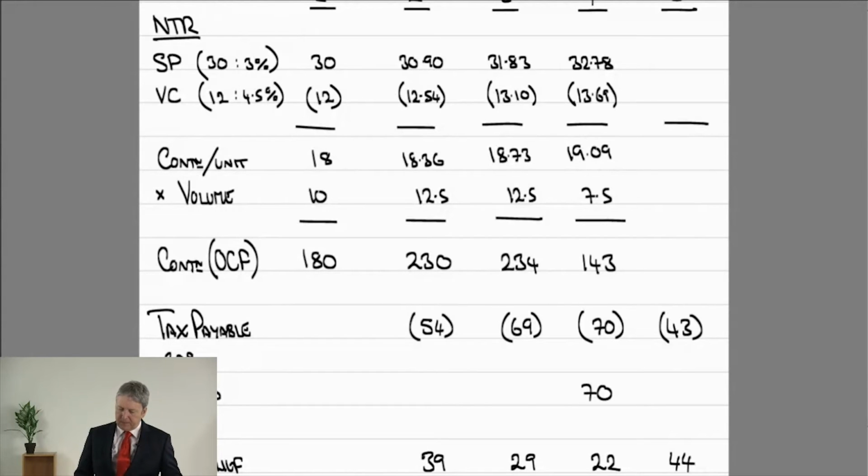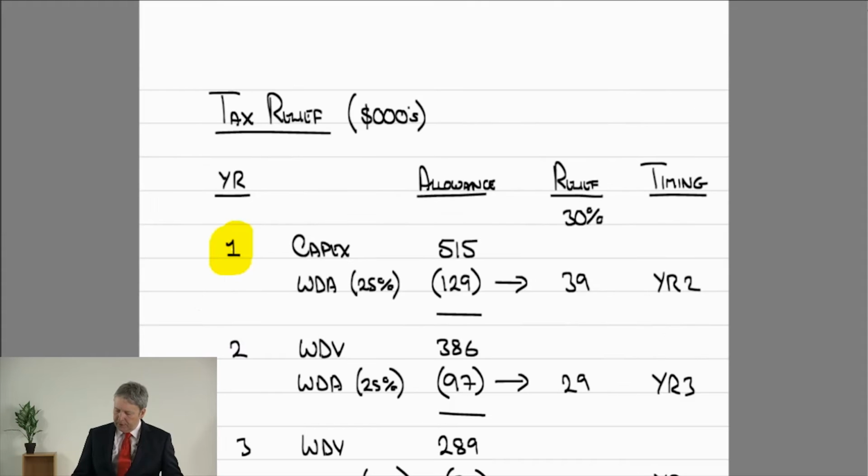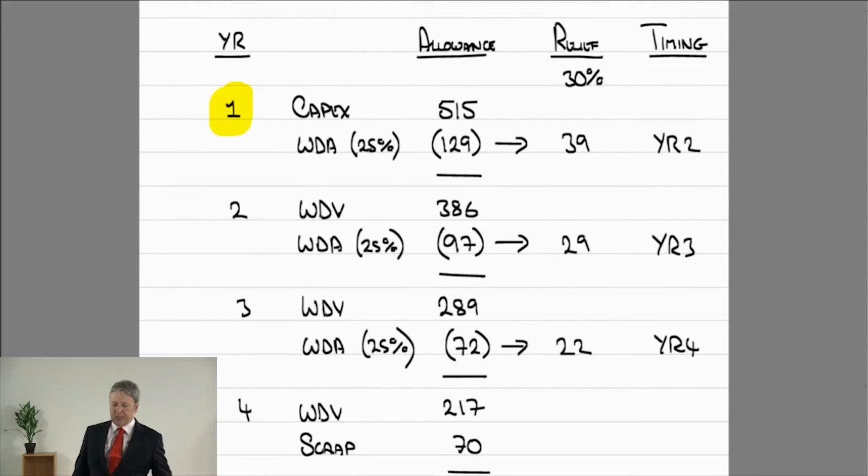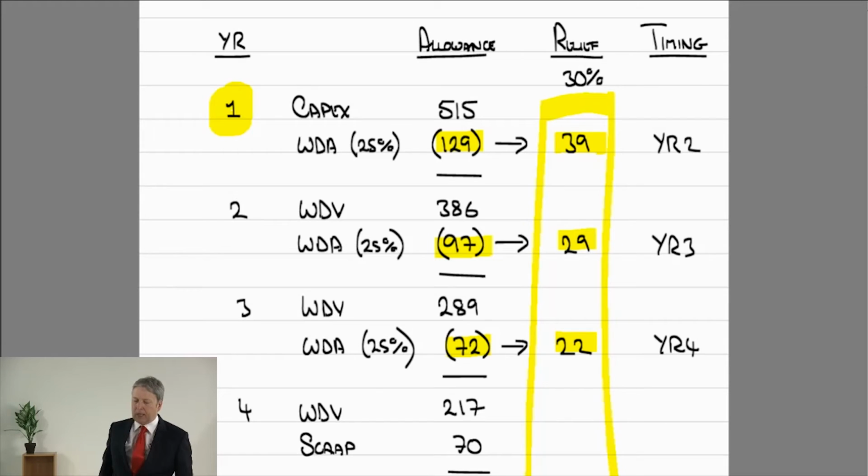We'd prepared these values, no problem. But the last working I'd given you was this tax relief working. So I hope you remember how we went about it. We calculated the allowances first of all, and then the reliefs based on those allowances. And it's these reliefs that we then put back into the main pro forma.